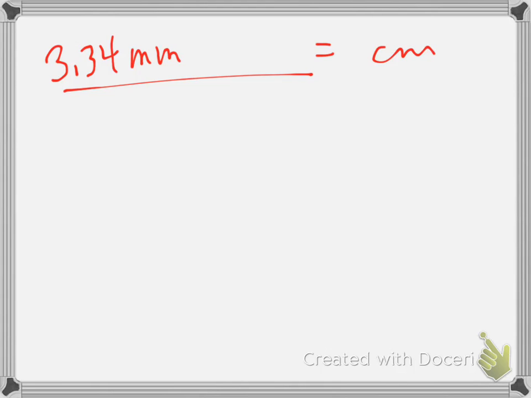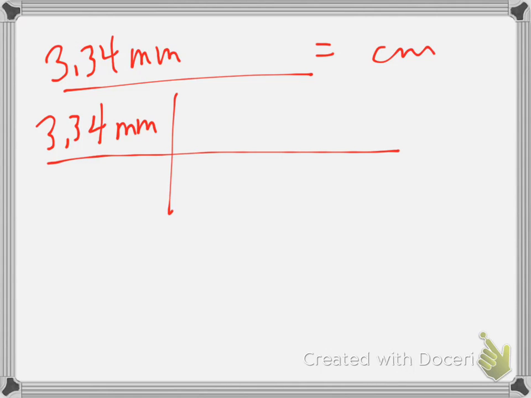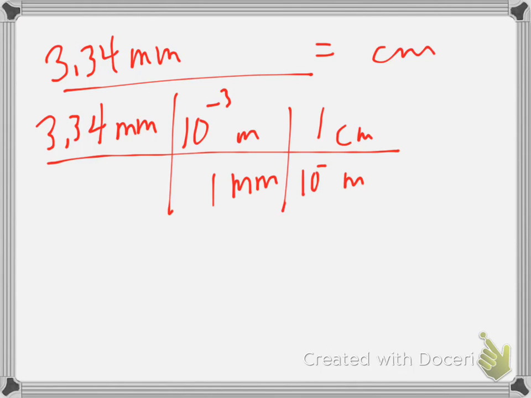Okay, the next one we have 3.34 millimeters of something, and we'd like to know how many centimeters that is. And this isn't a crazy conversion. So it's 3.34 millimeters, meters, centimeters. Stick my 1s in so I don't do something dumb. 10 to the negative 3rd. 10 to the negative 2nd.